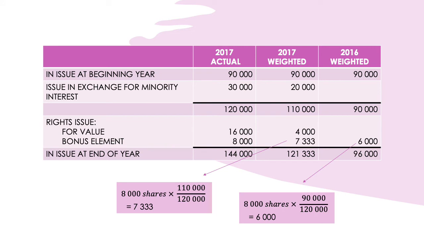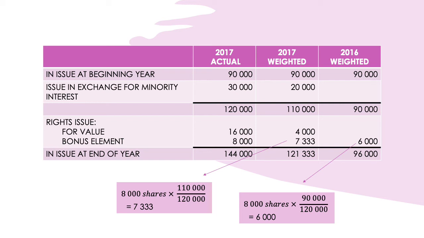Now that we have calculated what portion of the 24,000 shares is for value and what portion is the bonus element, we can now complete our little table that is used to calculate the WANOS. So if we look specifically at the rights issue, if we look at the for value portion of 16,000 shares, those 16,000 shares were actually issued in 2017. Therefore, the full 16,000 forms part of the 2017 actual column. However, we know that we did not have all 16,000 of these shares in issue for the full year, and because it was for value, we have to time weight these shares. So we time weighted by 3/12 because they were actually in issue for 3 months. So if you take the 16,000 and you multiply by 3/12, you then get your 2017 weighted amount of 4,000 shares.